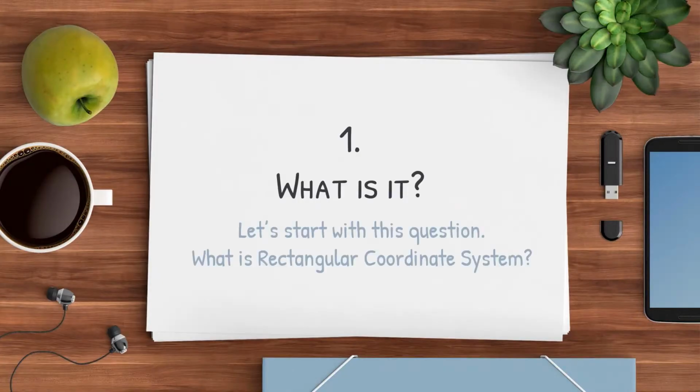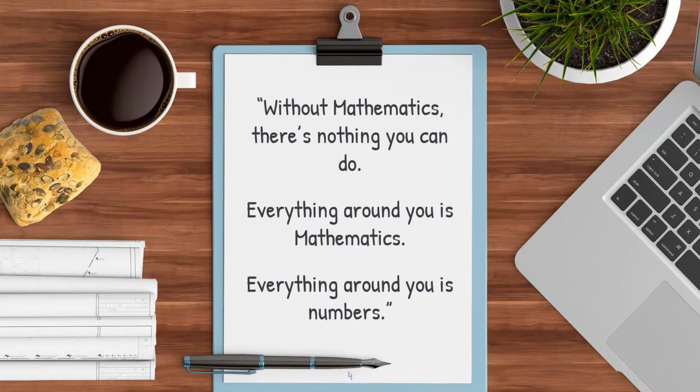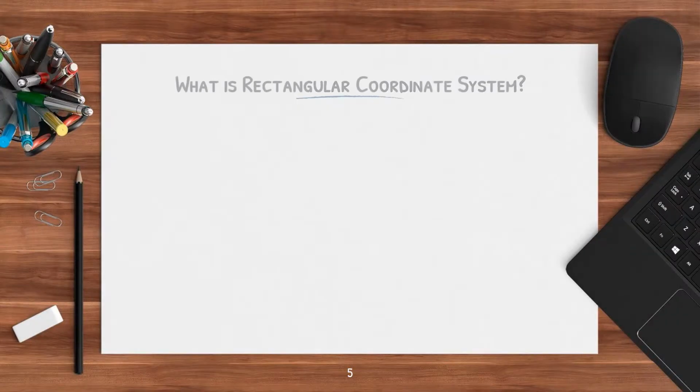What is it? Let's start with this question. What is rectangular coordinate system? Without mathematics, there's nothing you can do. Everything around you is mathematics. Everything around you is numbers. What is rectangular coordinate system?